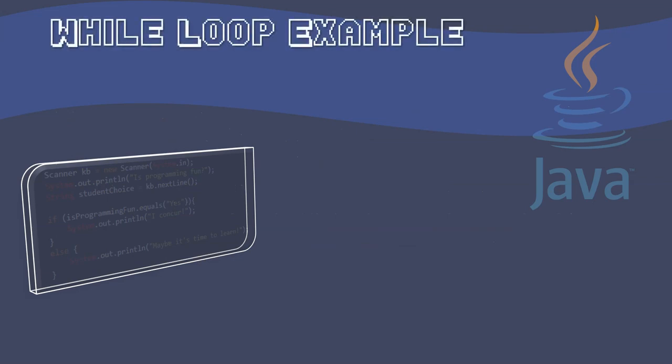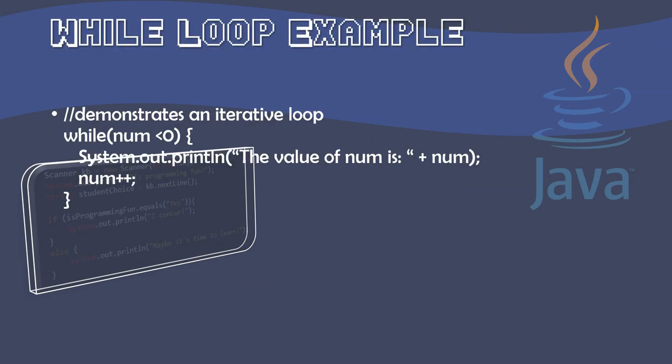And if we look at this in a quick example here, the first, of course, is what is known as an iterative loop. We have while num is less than 0, System.out.println, the value of num is plus num. And we're just doing num plus plus. So you'll notice here that num is incrementing inside of our loop. Now, one thing that you will notice is that we didn't declare num here in our loop. So this is most likely declared outside of our loop because we want to be able to use that value elsewhere.